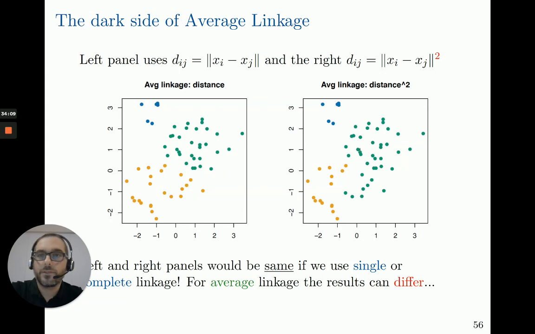So you see the average linkage distance if we use the Euclidean norm or the squared norm. The left and right panels will be the same if we use single or complete linkage. For average linkage, the results can differ. So there's no free lunch, and it's a matter of playing around with different linkages and seeing the result.